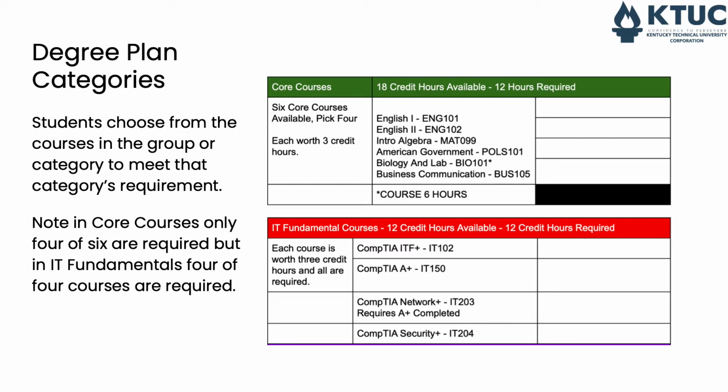Then you would move on to the next category, for instance the red category, IT fundamentals courses. You'll see that there are 12 credit hours available and 12 credit hours required. So that actually means you need to take each one of the CompTIA exams that are listed right there for you.